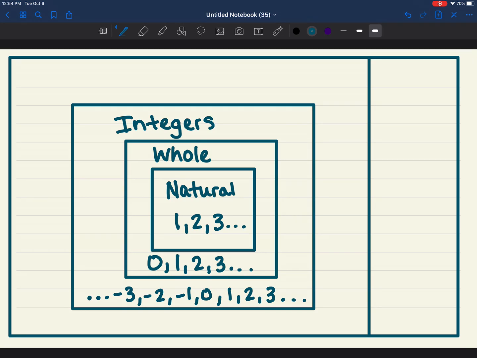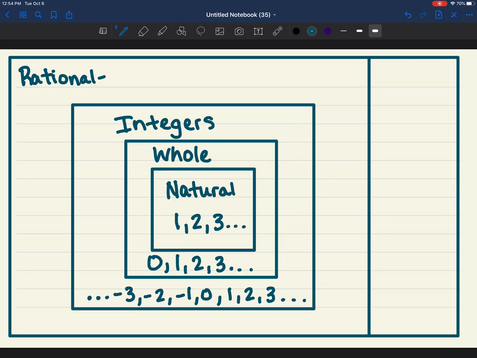Notice on this one, the dots extend to the negative side and the positive side, right? Because again, is negative 48 an integer? Yes, because it's a negative whole number. Is positive 52? Yes, because it's a positive whole number.